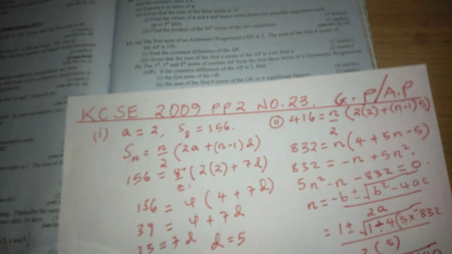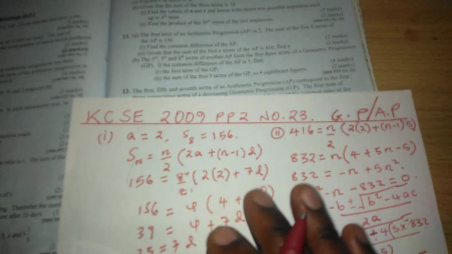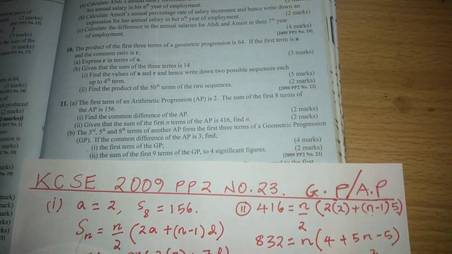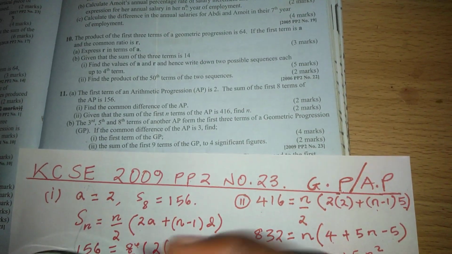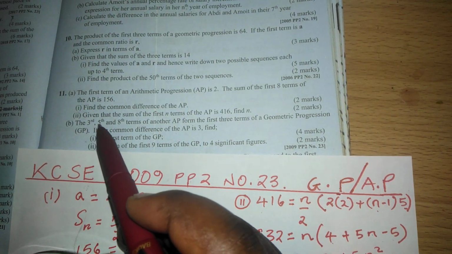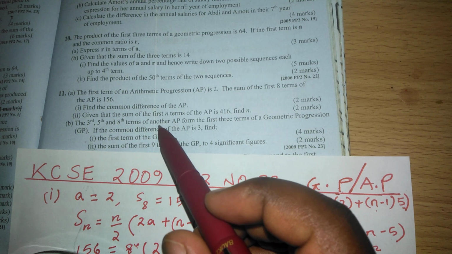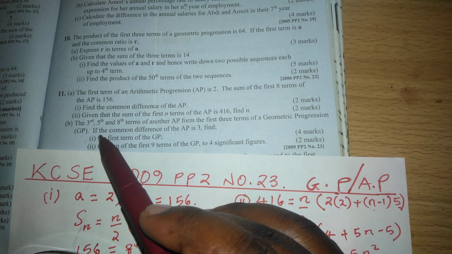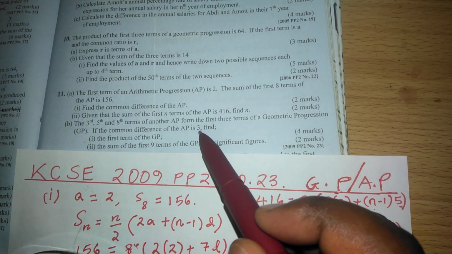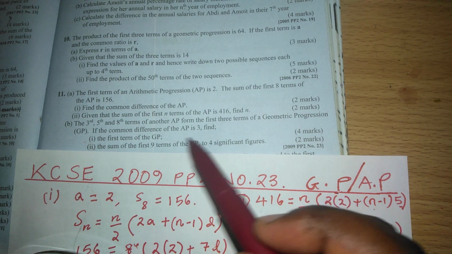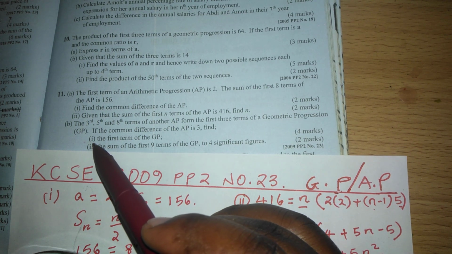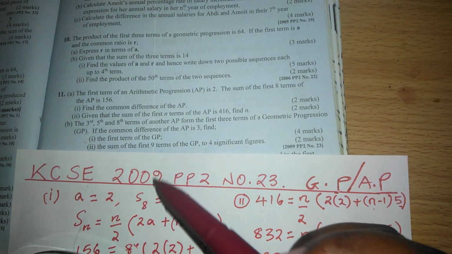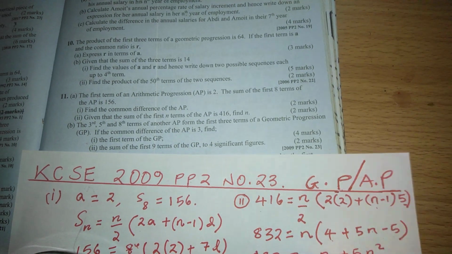So that is how we solve part 2 of the same question. We can look at part B of that question. Part B tells us that, given that the third, the fifth, and the eighth terms of an arithmetic progression form the first three terms of a GP, if the common difference of the AP is 3, find the first term of the GP, and Roman 2, the sum of the first 9 terms of the GP.